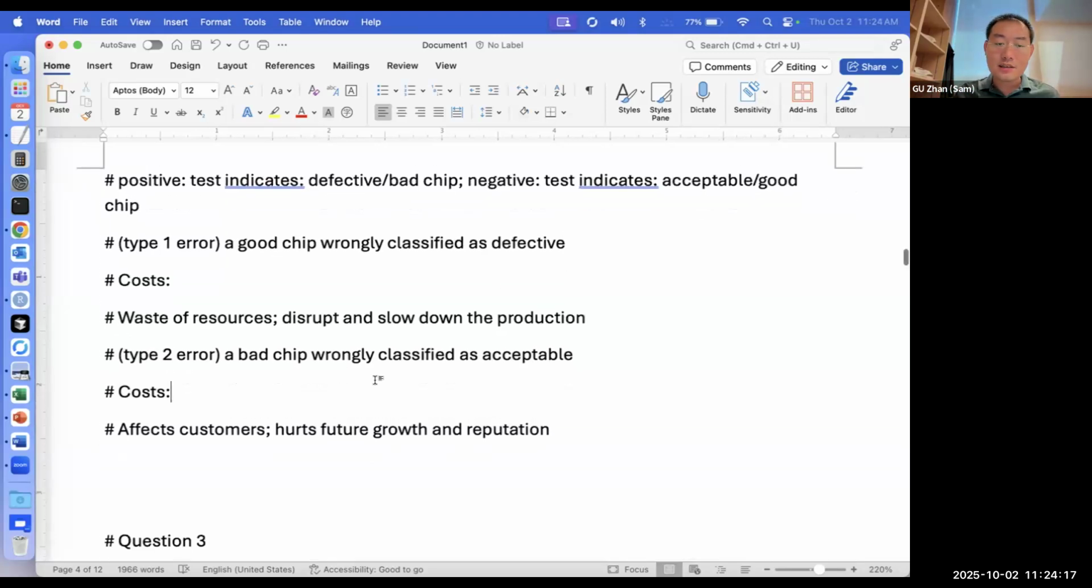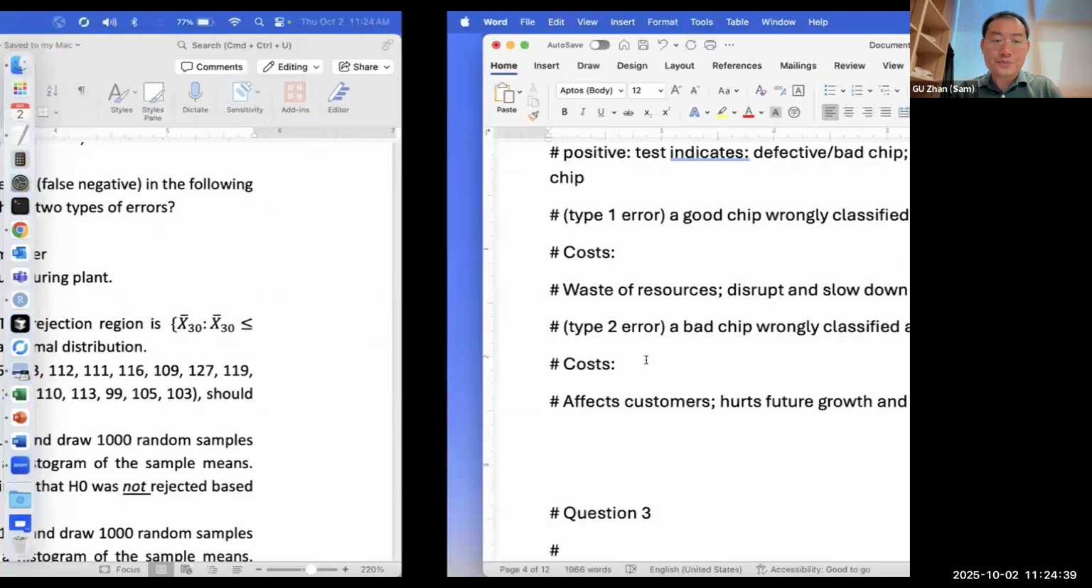Then the type 2 error is, in fact, it is a bad chip. You plug it into your motherboard or the phone, and it doesn't work. So it is a bad one, but the test has passed. It passed this production line. So this is a bad chip wrongly classified as an acceptable one. So this is a type 2 error in this scenario.